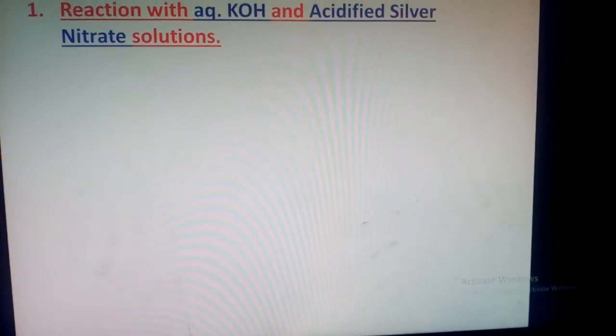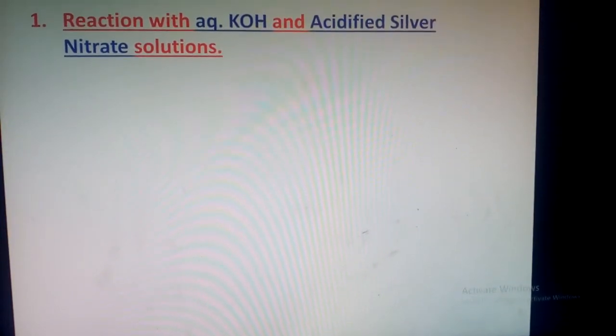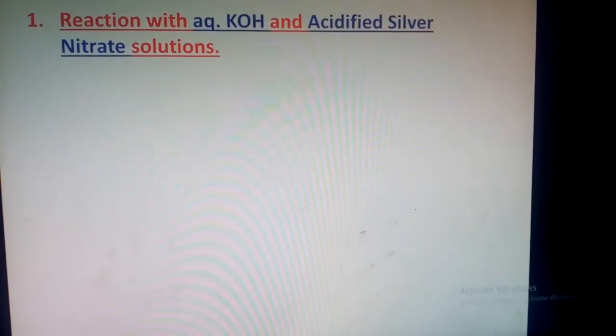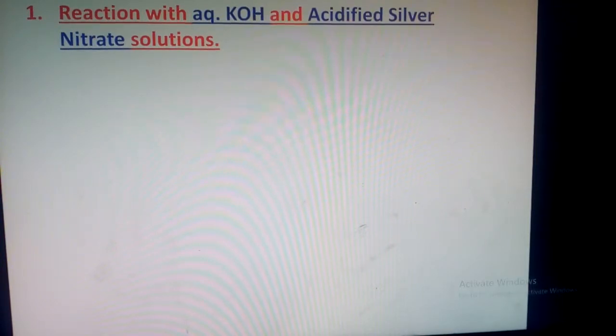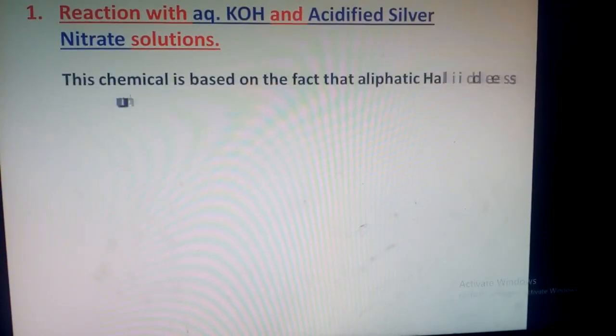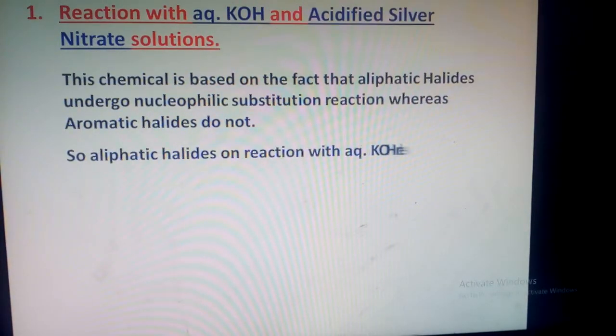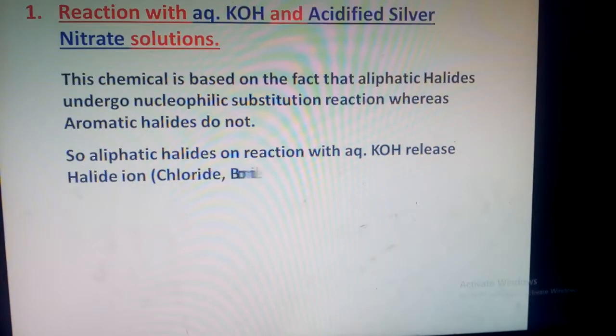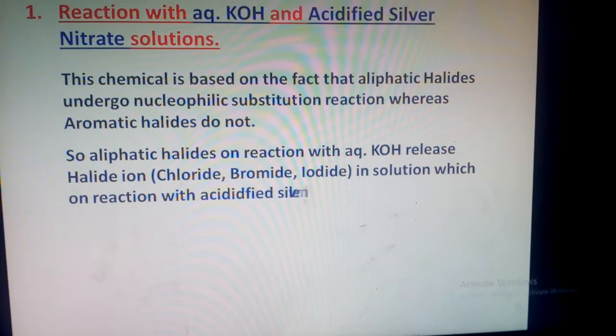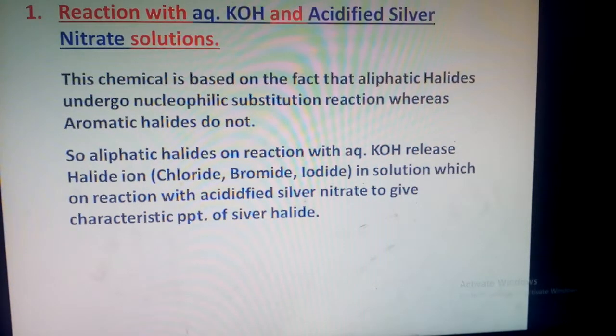So first of all, let us go with the reaction with aqueous KOH followed by the reaction with acidified silver nitrate solution. As I already told you, this test is based on the fact that aliphatic halides undergo nucleophilic substitution reaction whereas aromatic halides do not. So aliphatic halides on reaction with aqueous KOH release halide ion like chloride, bromide or iodide in solution, which on reaction with acidified silver nitrate, that is silver nitrate plus dilute HNO3, give the characteristic precipitate of the silver halide.